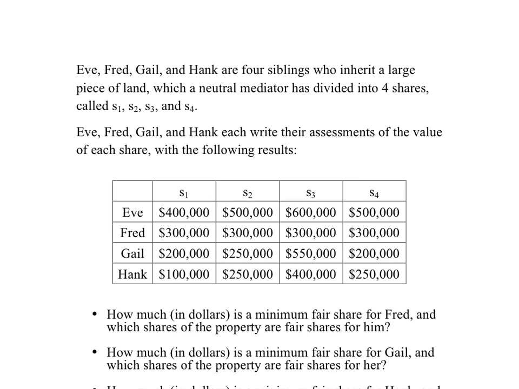Last time we saw that Eve has as her fair shares S2, S3, and S4 because her minimum fair share amount, we computed last time, was $500,000. So any share worth that much or more is a fair share for her. It is acceptable to give her any one of these shares, and she won't file a lawsuit afterwards for being shortchanged.